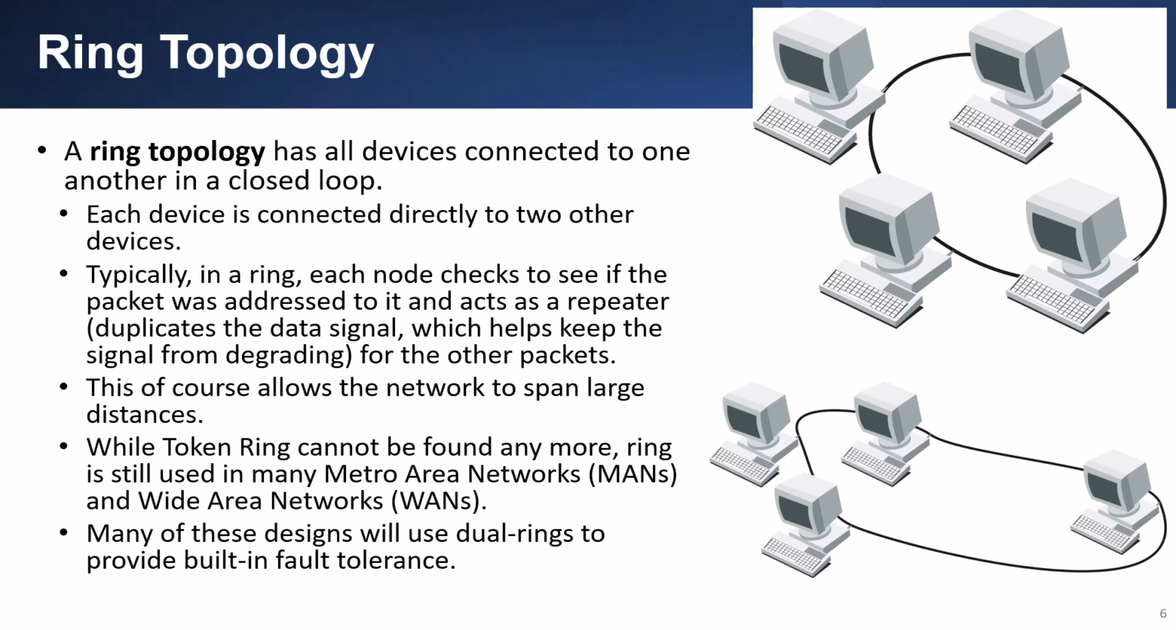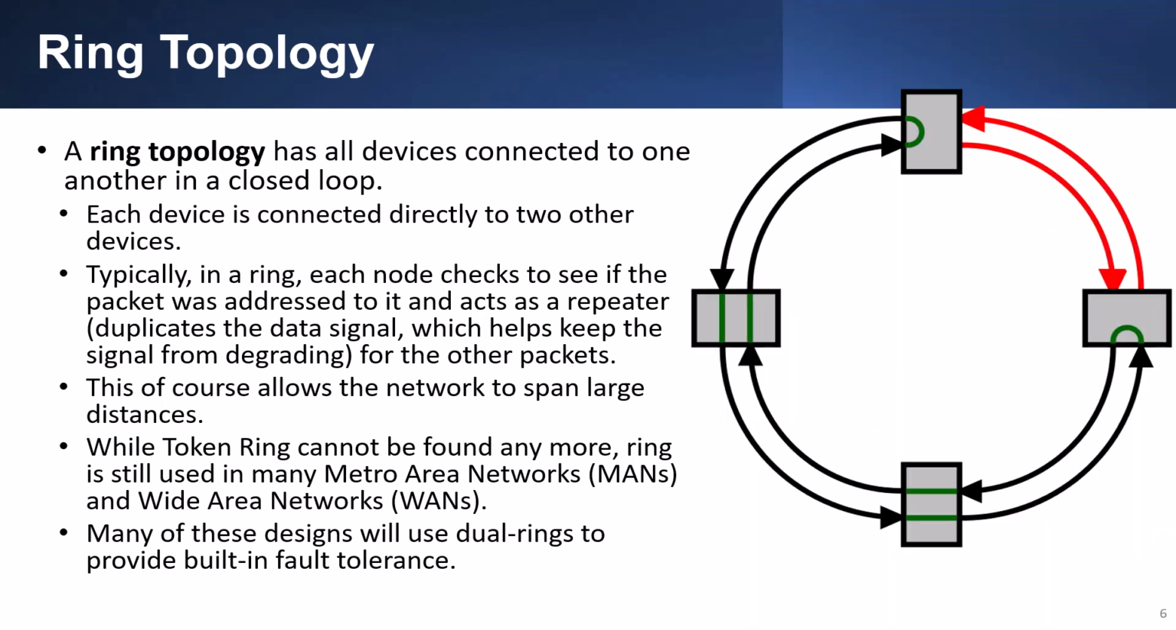While a token ring cannot be found anymore, rings are still used in many metro area networks, or MANs, and wide area networks, or WANs. Many of these designs will use dual rings to provide built-in fault tolerance.